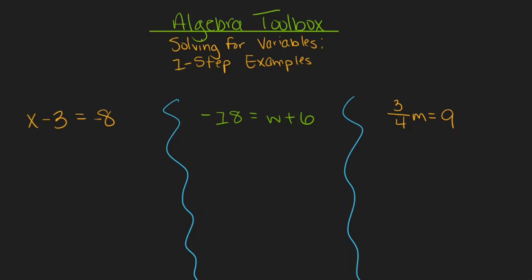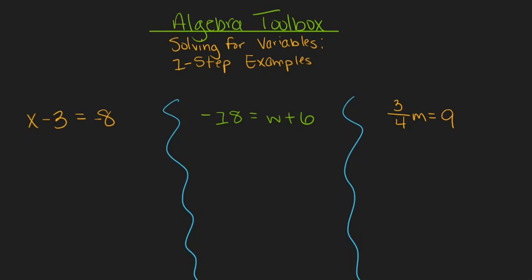Because it just has one relationship, these are often considered the simplest equations to solve, but that doesn't always mean that they're easy. As we look at the last one, for example, it might stump you for a minute, so it's a good idea to look over some of these together and get some experience under your belt before you tackle them alone. Let's go ahead and start with our first problem, which is x minus 3 equals negative 8.